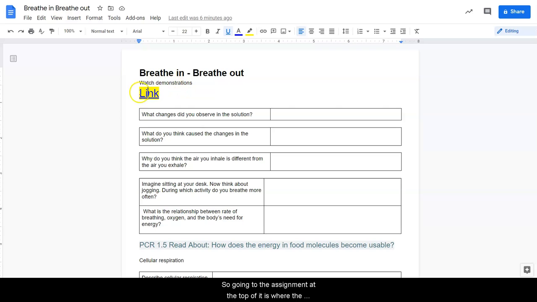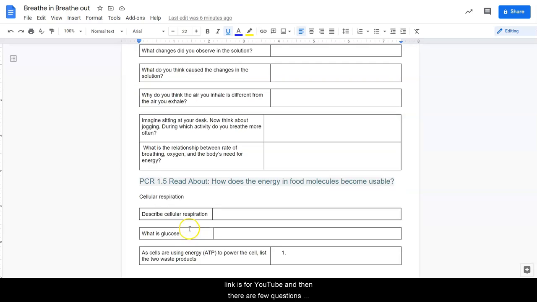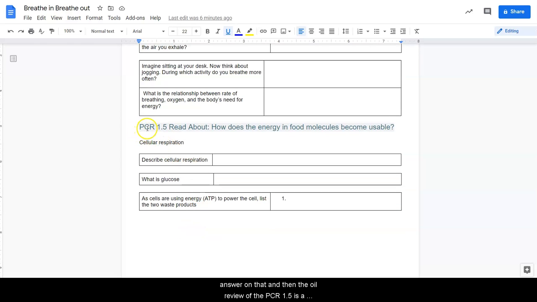So going to the assignment, at the top of it is where the link is for YouTube, and then there are a few questions to answer on that, and then the overview of the PCR 1.5 is a McGraw-Hill section with a few questions.